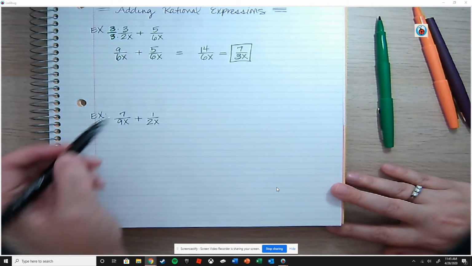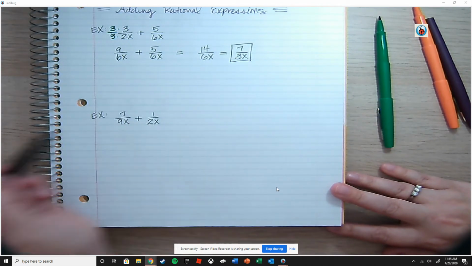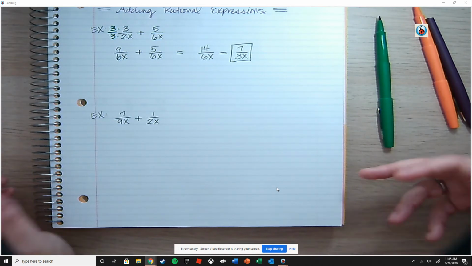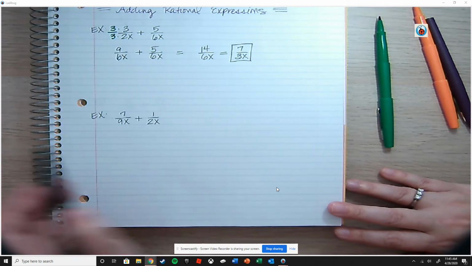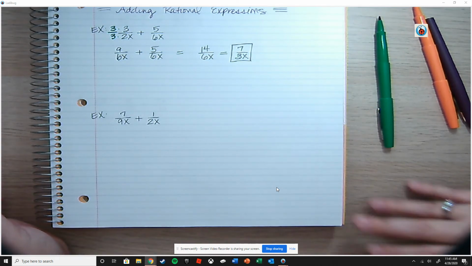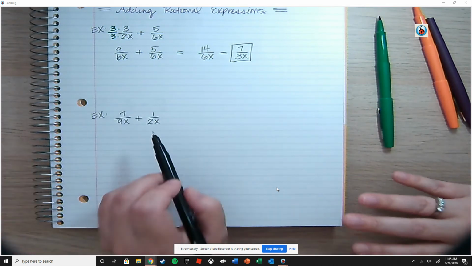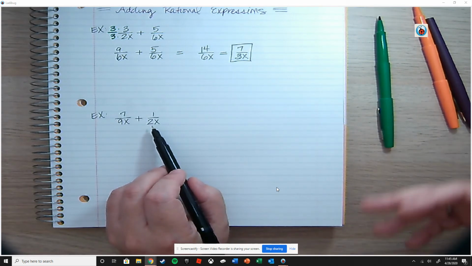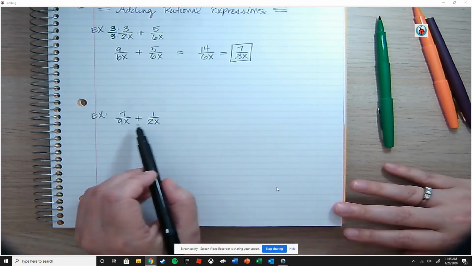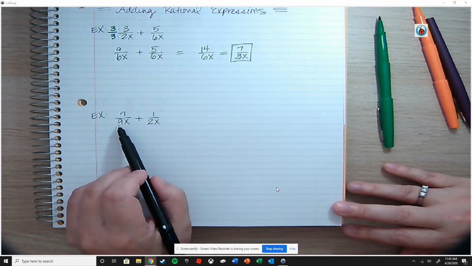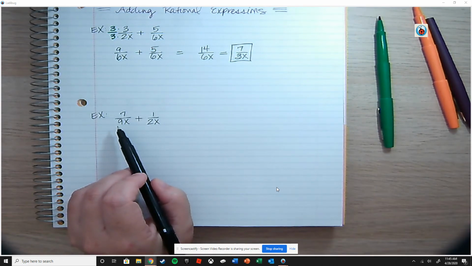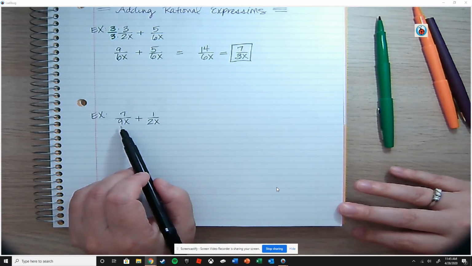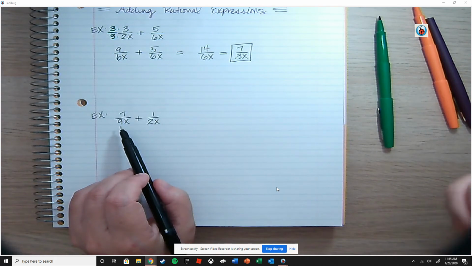So I have 7 over 9x plus 1 over 2x. All right. I would like to add those, and they need to have a common denominator. Well, they each have an x. Like if I look at the smaller numerical value, 2, I can't multiply 2 by anything and it'll equal 9. So I'm going to have to multiply 2 by something and 9 by something. We want to keep this as small as possible. So I'm looking at their least common multiple.